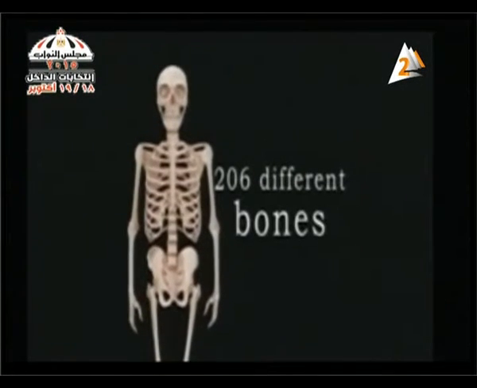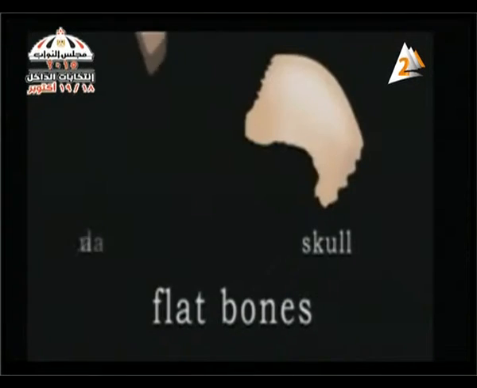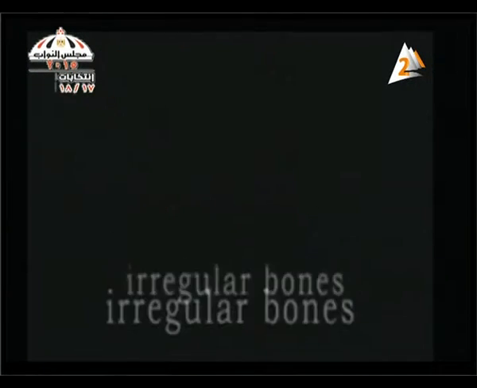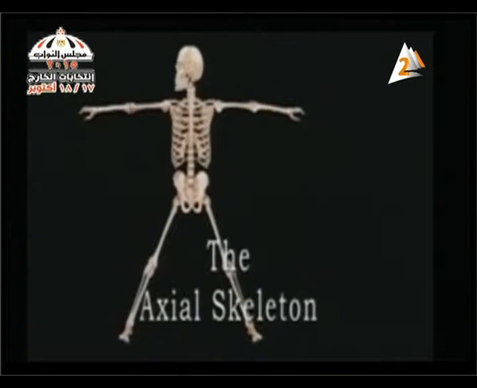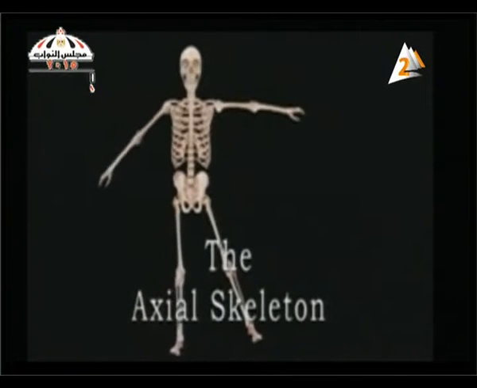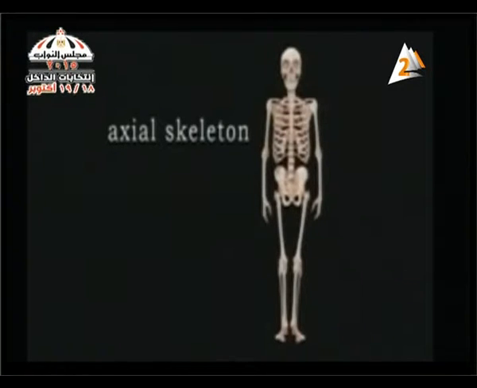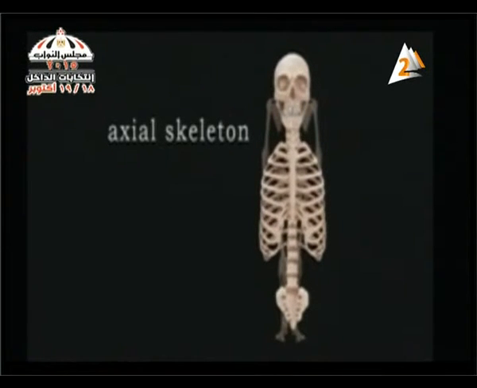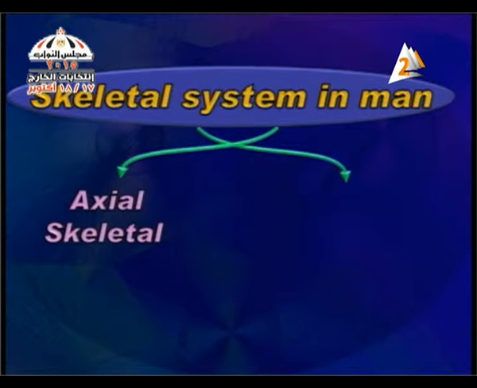The skeletal system of man consists of an axis called the vertebral column, attached at its upper end with the skull, also connected to the thoracic cage and the two upper limbs through the shoulder bones, and two lower limbs through pelvis bones. As we said, the skeletal system in man divided into two parts.